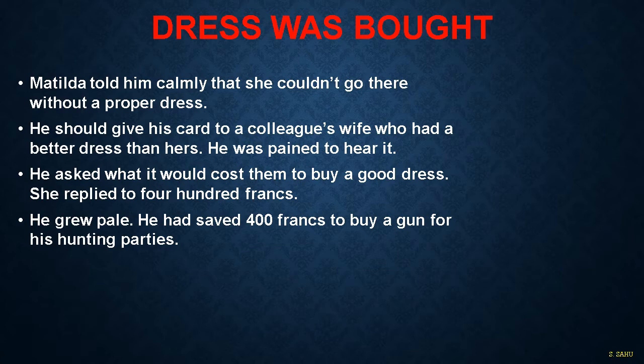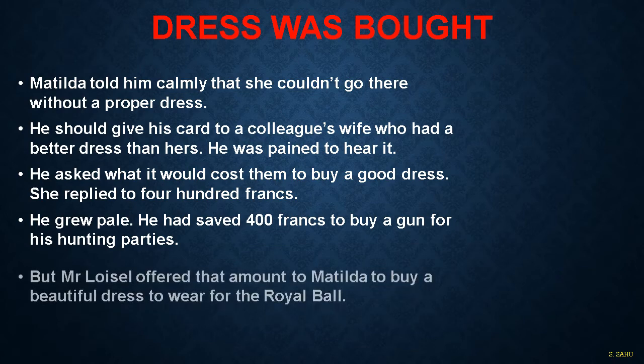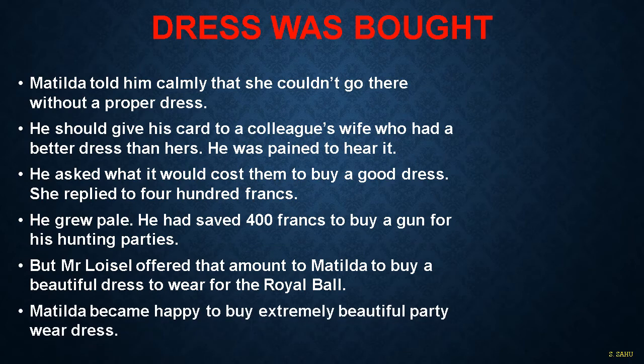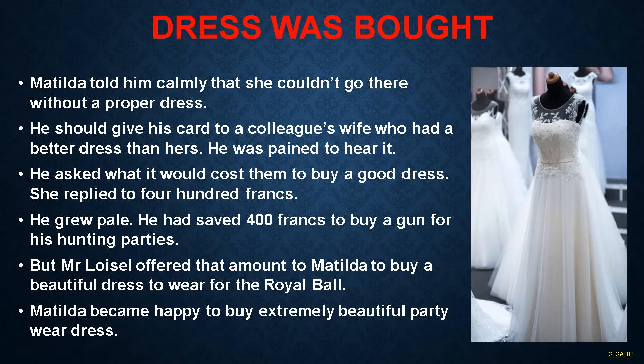But as he had saved that amount to buy a gun for his hunting parties, actually it was his desire, it was his wish to join such hunting parties in the coming summer. So for that he had saved almost 400 francs so that he can buy a gun. But he offered that amount to his dear wife Matilda so that she could buy a beautiful dress to wear for the royal ball. Matilda became very happy to buy an extremely beautiful party wear dress.